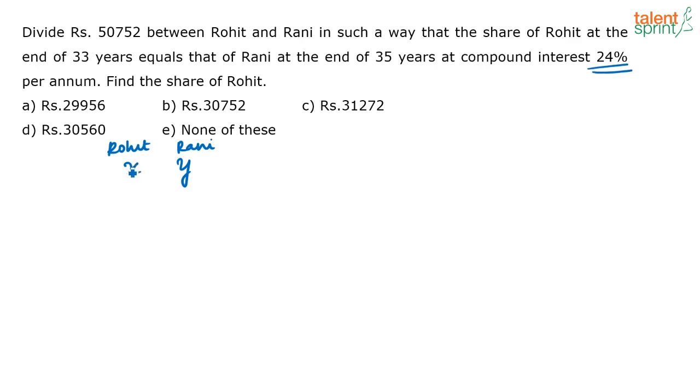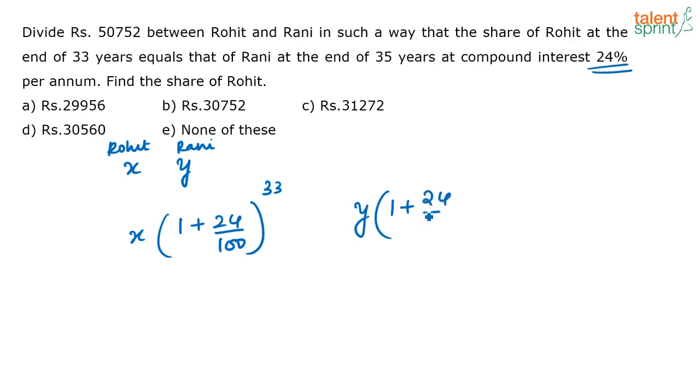So what will be the amount that Rohit gets at the end of 33 years in compound interest? It is nothing but X into (1 plus 24 by 100) whole to the power of 33. Now what will be the amount that Rani gets at the end of 35 years? It will be nothing but Y into (1 plus 24 by 100) whole to the power of 35. Now they are saying this amount is equal, correct?